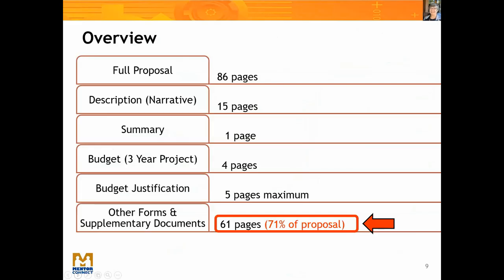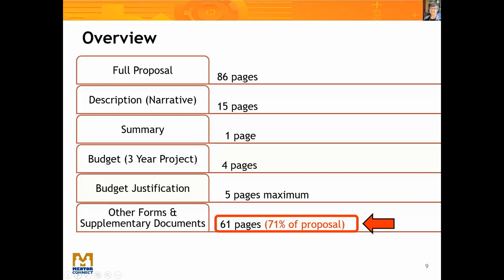I thought an example might help you understand why forms are not a trivial part of your grant proposal. The numbers in this example are from an actual project proposal that was submitted to ATE. The full proposal was 86 pages long. Of the 86 pages, the project description filled 15 pages, which is the maximum allowable length. The project summary is restricted to 1 page.